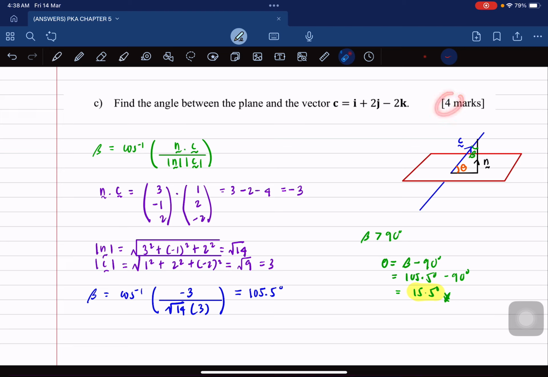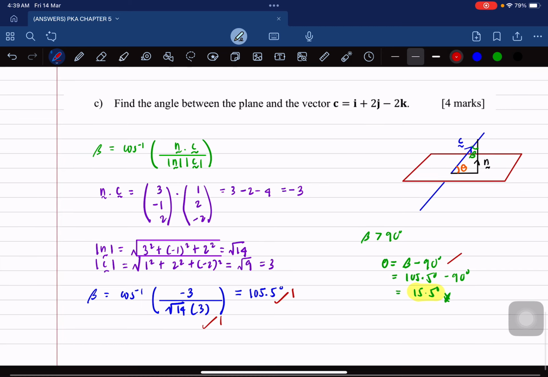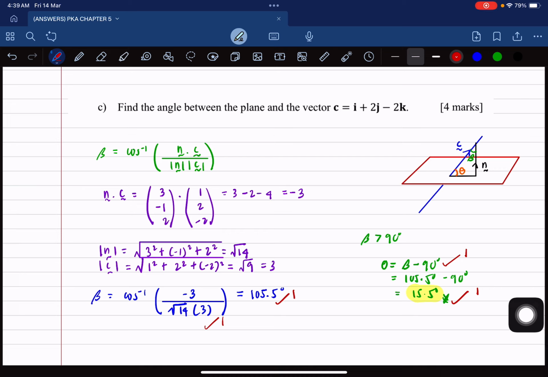We have 4 marks. The first mark is over here, you find the correct dot product and the magnitudes of n and c. The second mark is the correct beta, using the correct formula to find the theta will give you the third mark, and the last one is your theta. So that's how you get 4 marks for this question.